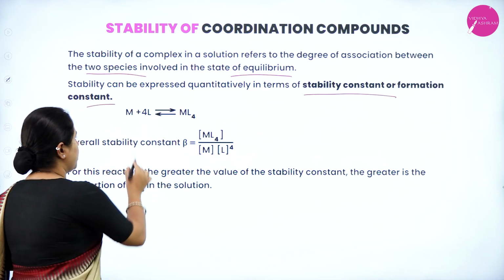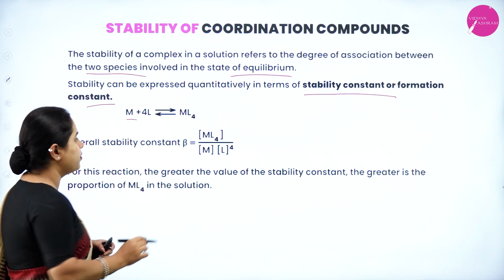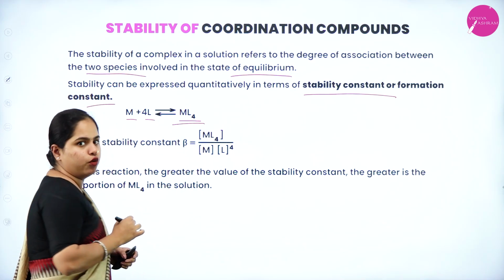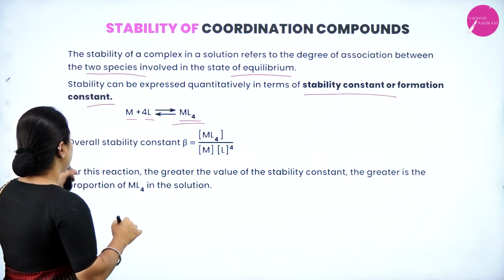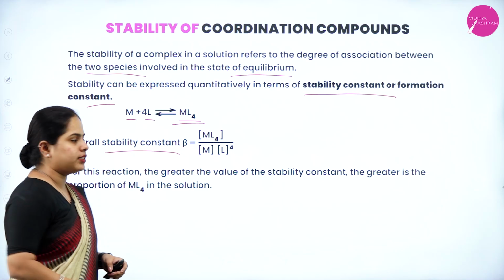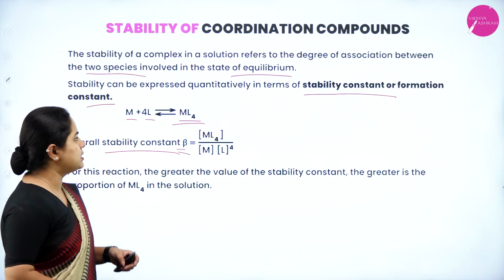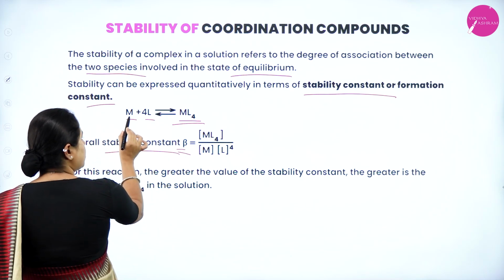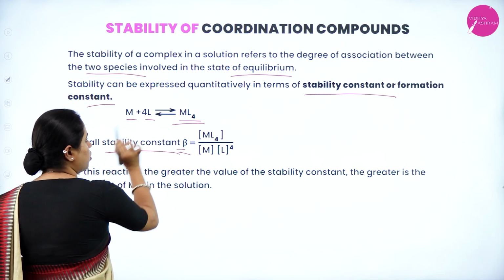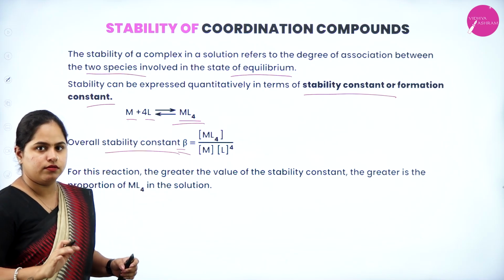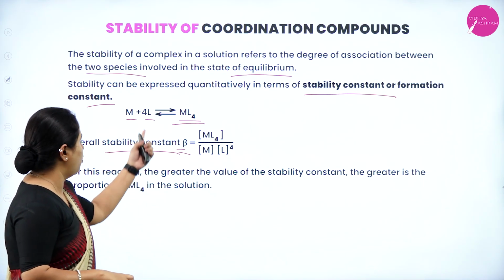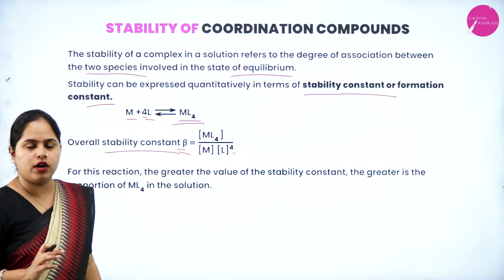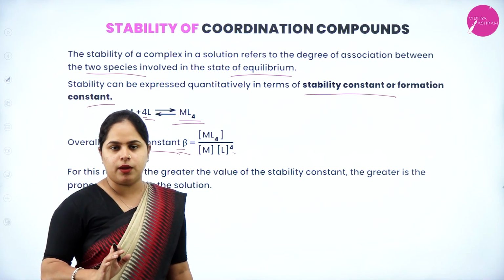So for example, you have a metal here which is represented as M and there are 4 ligands L. So it forms a coordination compound ML4. The stability constant, the symbol used is beta, is written as the molar concentration of the coordination compound divided by the molar concentration of the metal and the molar concentration of the ligand raised to the power equal to their coefficient. So how many are there? 4 ligands are there, so it is raised to 4. We have already studied this format in equilibrium constant, right?